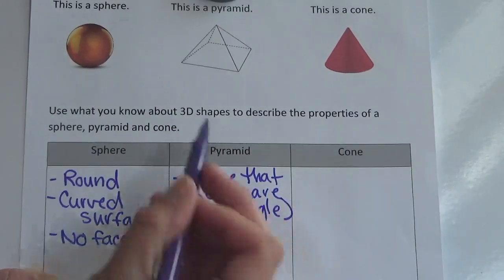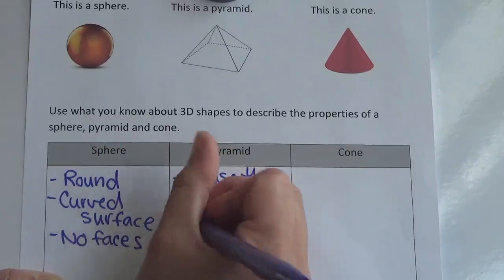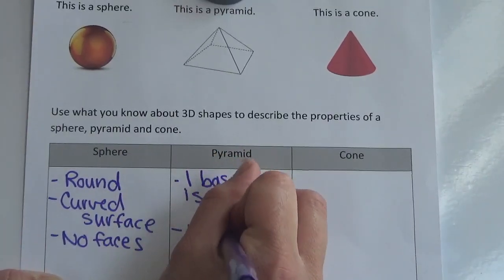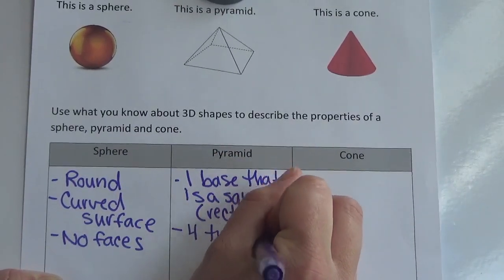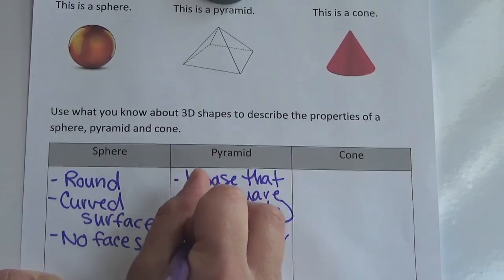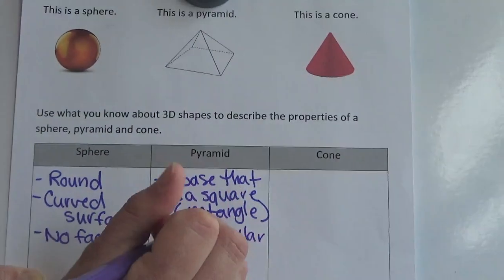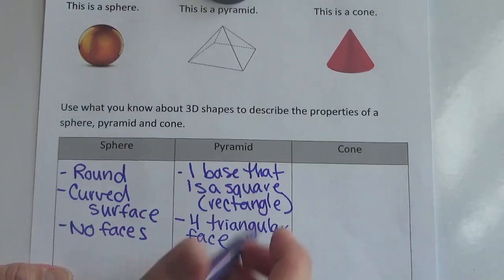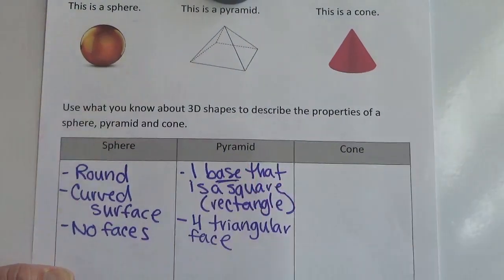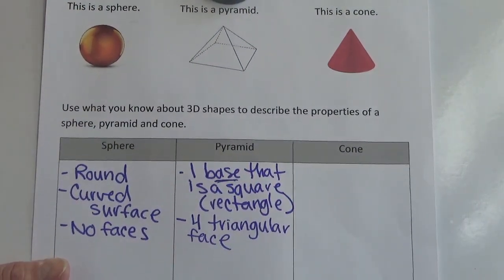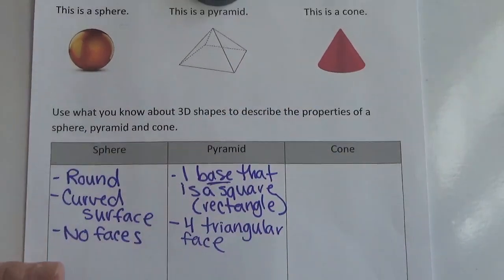I also see that it has triangles. So it has 4 triangular faces. Wonderful. And remember, this is important that this square or rectangle is the base of the pyramid. And the next one is a cone.